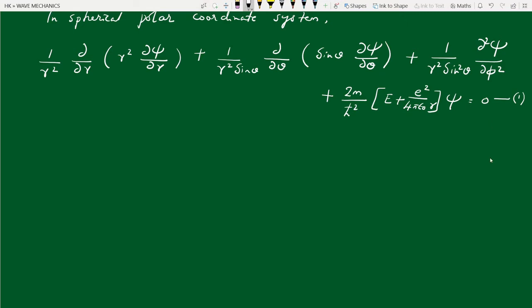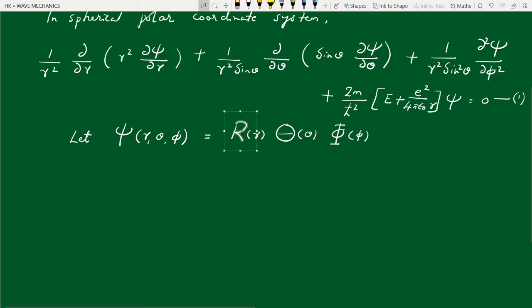We start with this unknown function psi. Now it's a function of r, theta, and phi when we use the spherical polar coordinate system. This we write as a function of the radial variable r only, a function of the polar angle theta only, and a function of the azimuthal angle phi only. So this capital R represents the radial wave function, capital Theta represents the polar wave function, or the wave function that depends only on the polar angle theta, and this capital Phi represents the azimuthal wave function, or the wave function part that depends only on the azimuthal angle phi.